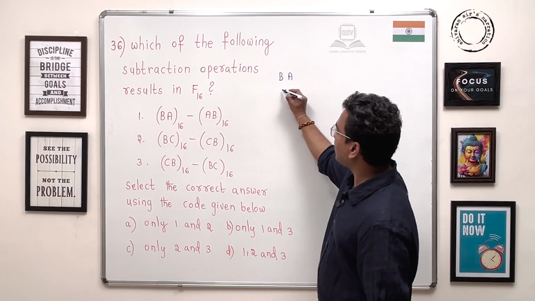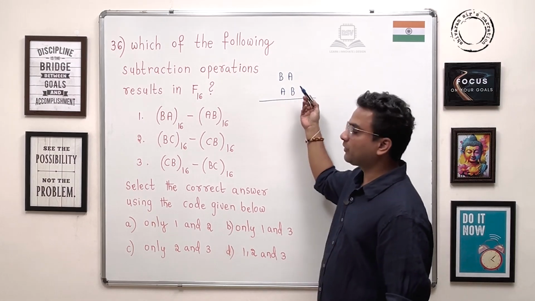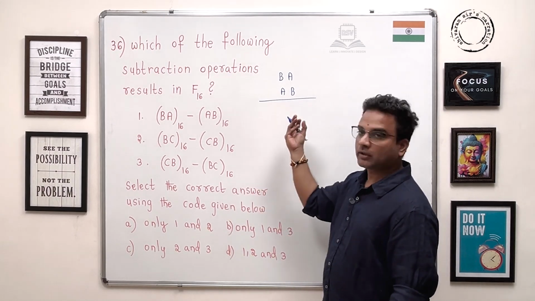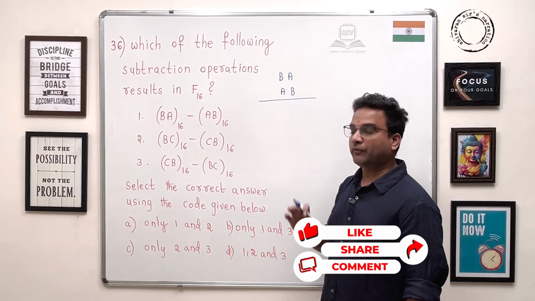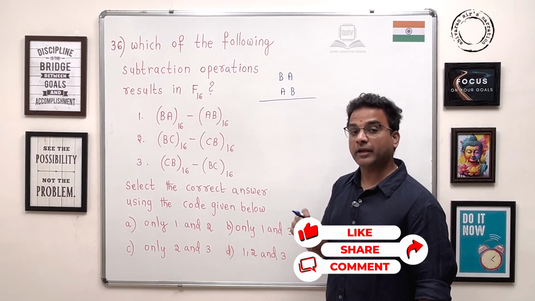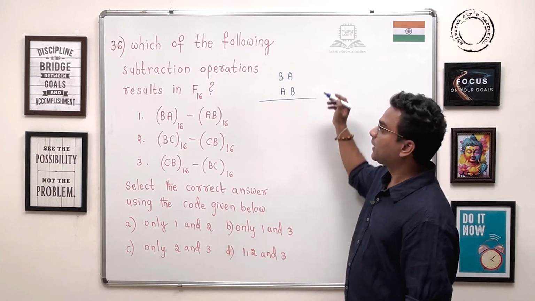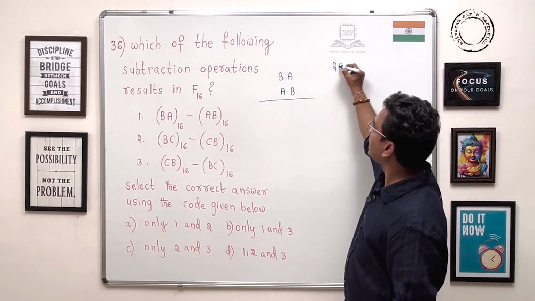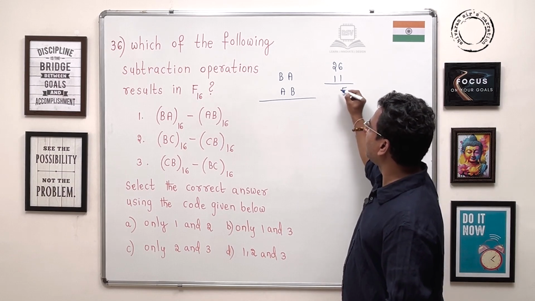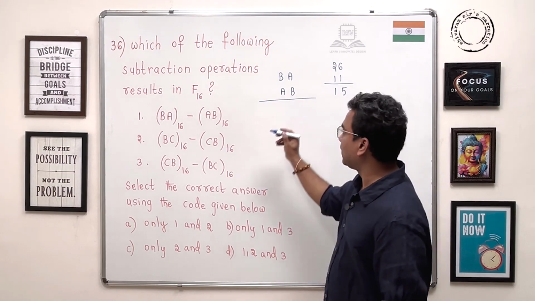So BA minus AB. Guys, obviously now A minus B, 10 minus 11, not possible. Then we will take a borrow from the next digit. If it is decimal, we will get 10. But it is hexadecimal, right? Hence you will get 16. 16 plus 10, how much? It is 26. 26 minus 11. Then you will get 15. Isn't it? Yes. So 15 in hexadecimal is F.